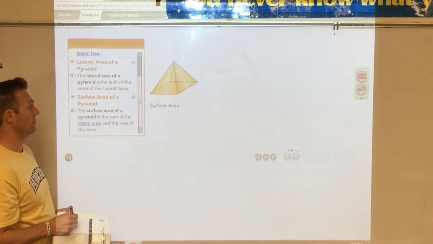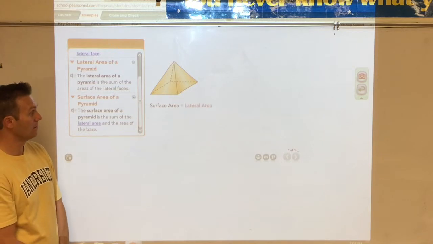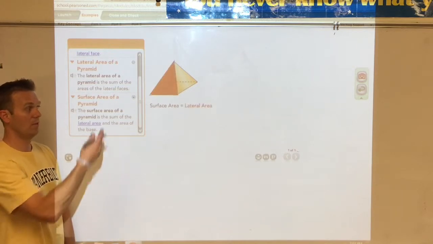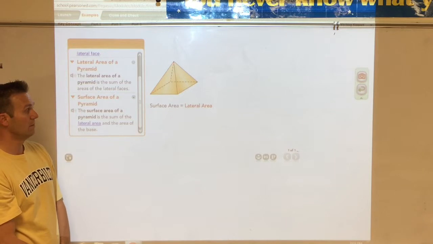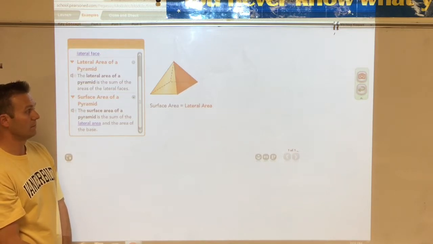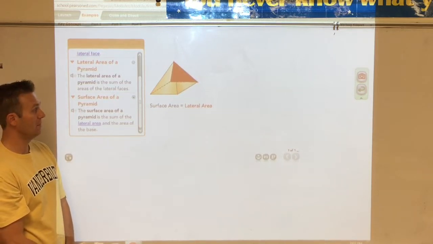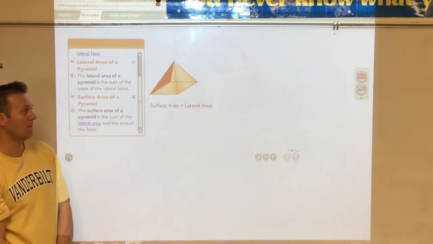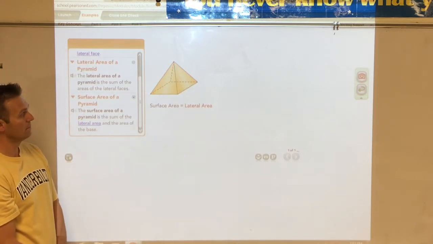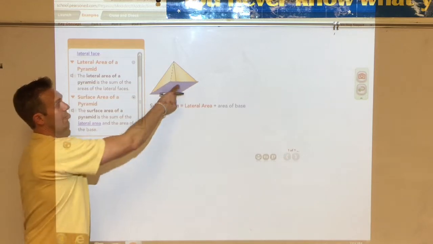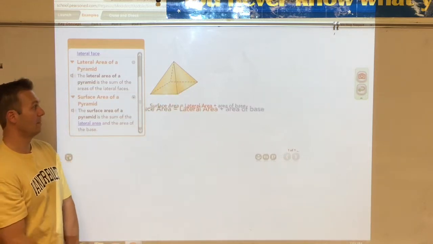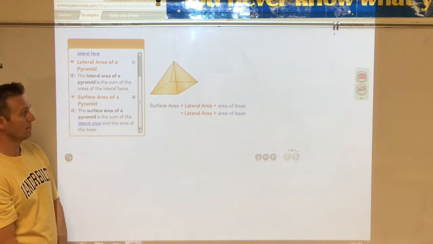The surface area of a pyramid equals the lateral area, which is the one that we found just earlier, P times L divided by 2. So that's going to be that part, P times L divided by 2, plus the area of the base. So now you also have to find the area of the base, which happens to be a rectangle. Or SA equals LA plus B.